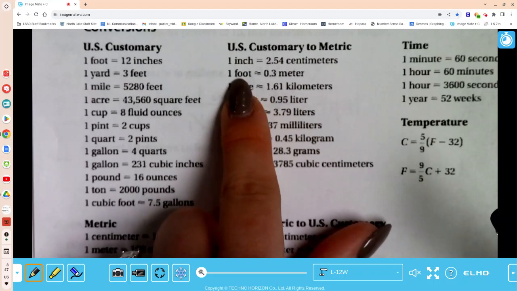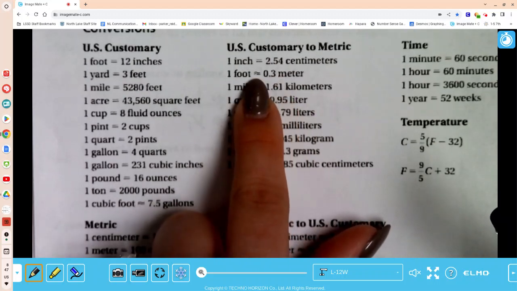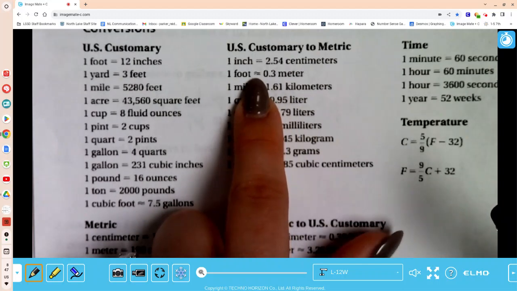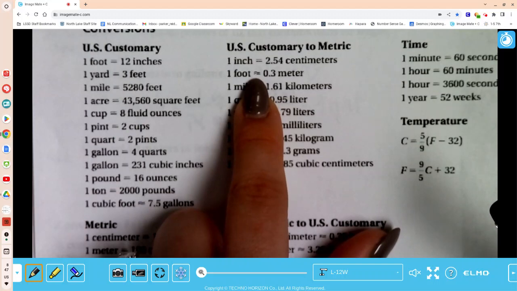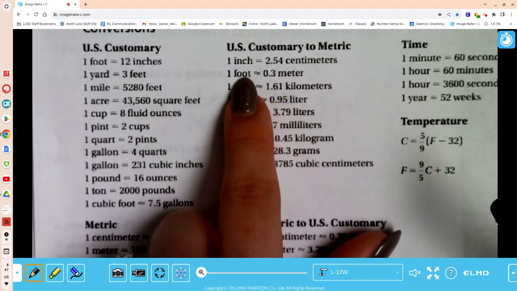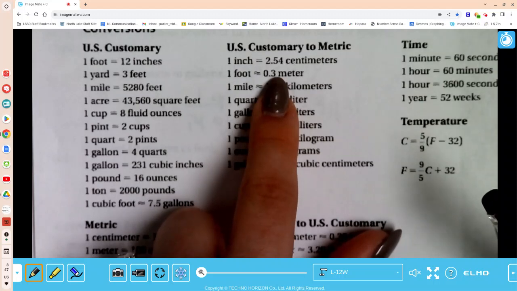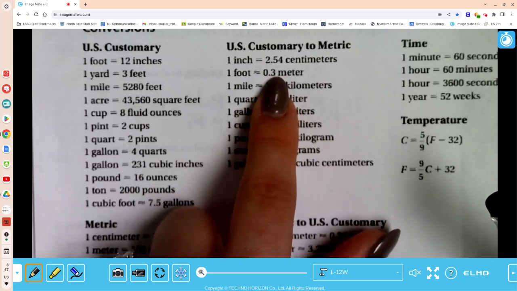Oh, right there. 1 foot. Do you guys see how that equal sign is not really an equal sign? It's a little bit squiggly. This is not an equal sign. It's a sign that means approximately. So what this means is that 1 foot is approximately or about 0.3 meters.